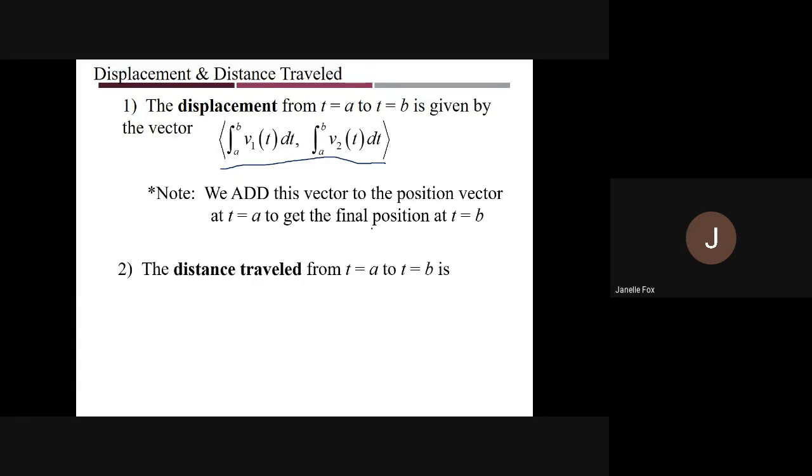Then total distance traveled actually looks like this. This is interesting, notice that it's not a vector. Folks, this is not a vector. Distance traveled, remember, doesn't matter if you're walking backwards or forwards. If I say, oh, I walked 2 miles today, which I totally have not done, you guys.